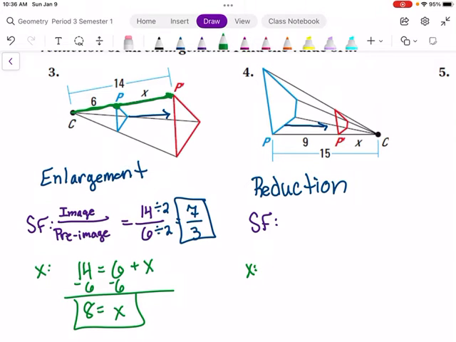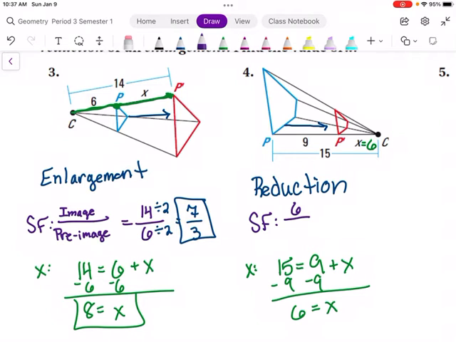So we know the entire length is 15, and that would be equal to 9 plus x. Subtract 9 on both sides, and we would get 6 equals x. So we know that is 6. So the length of our image for our scale factor on top is going to be 6 over, and that was from C to our image. Now we need to find the length from C to our pre-image, which is 15. And both of these are divisible by 3. So your final scale factor should have been 2/5 for this one.